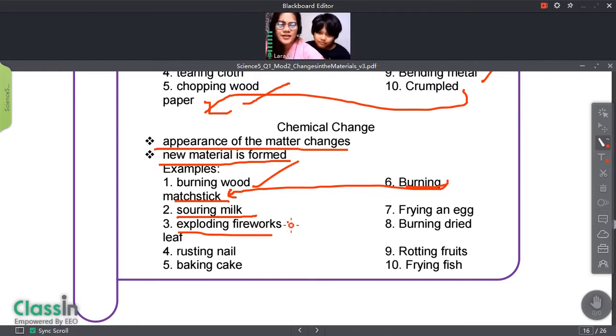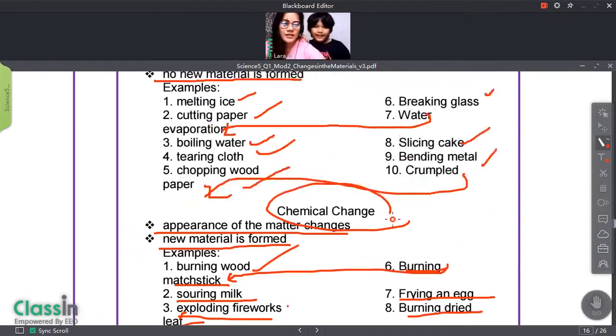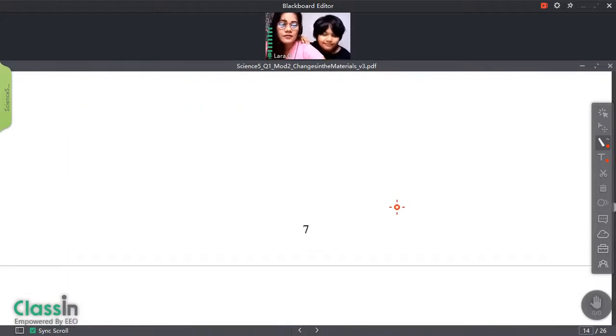Exploding fireworks, the chemical changes. Frying an egg, burning dried leaf. Leaf, that is leaf. Rusting nail, rotting fruits, spoiled fruits. Baking cake, frying fish. So those are chemical changes.